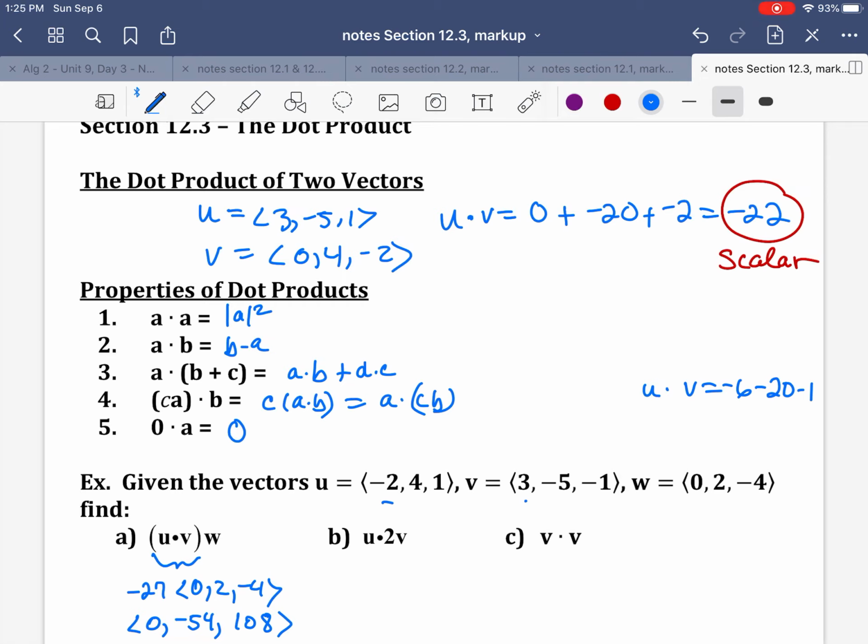All right, so you should have gotten there. You had u, which is your -2, 4, and 1, dotted with 2v. So 2v would have been 6, -10, and -2. And so you dot those together, you get -54.